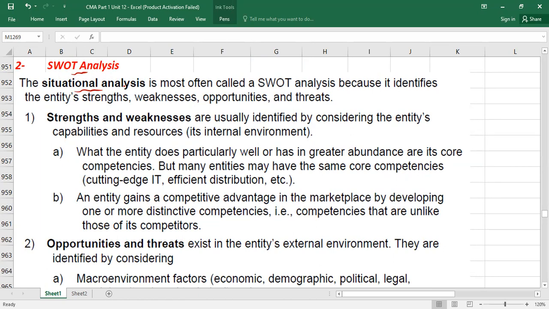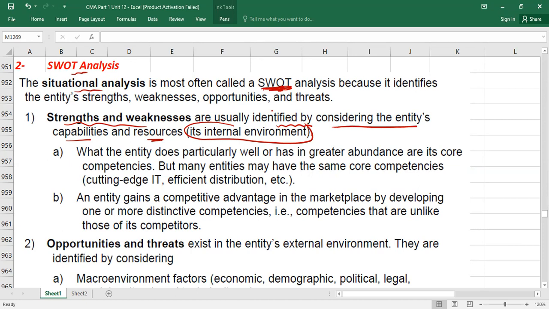In the SWOT analysis, there are 4 keywords. It's an abbreviation: S and W stand for strengths and weaknesses, O and T stand for opportunities and threats. Please remember, strengths and weaknesses are usually identified by considering the entity's capabilities and resources. Simply, you will look at strengths and weaknesses internally. So in your internal environment, you will find what strengths you have, what weaknesses you have. For example, as a company, if you have a strong management, it is your strength. If you have excessive cash, it is your strength. If you have good technology, it is your strength.